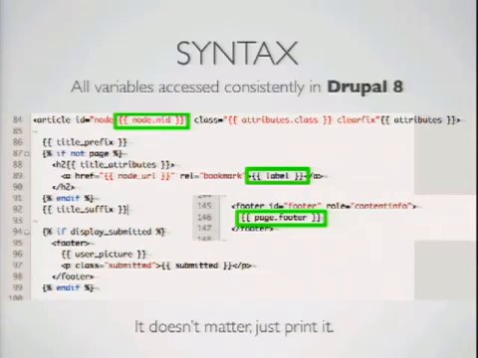So in TWIG, we've eliminated the need to print things differently. It doesn't matter whether it's an object or an array or a plain variable. If you want to print it, you just print it. So it gets a lot better.